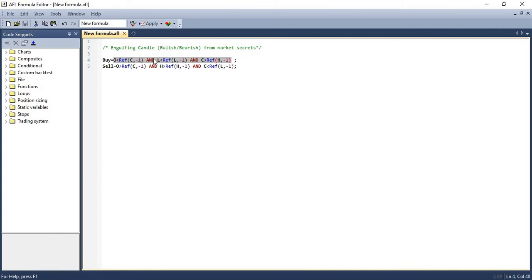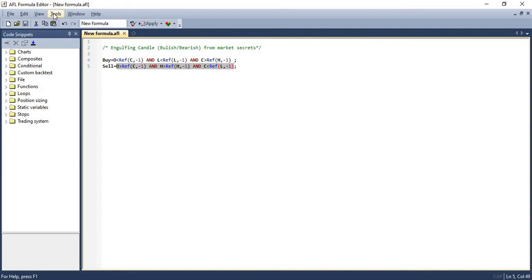Likewise, when it comes to the short side, we need to look for bearish engulfing candles. For that, we are validating three conditions. So we need to see whether the open price of the stock is greater than yesterday's closing price. And we need to check that today's high price is higher than yesterday's high price. And lastly, we need to check whether today's closing price is lower than yesterday's low. So if we validate these three conditions, then the bearish engulfing condition would be satisfied. That's all. Simple, isn't it?